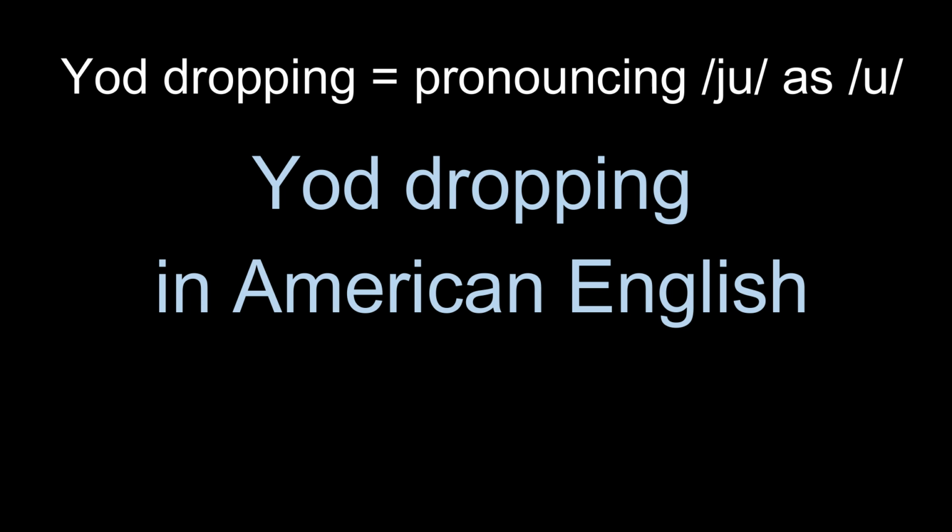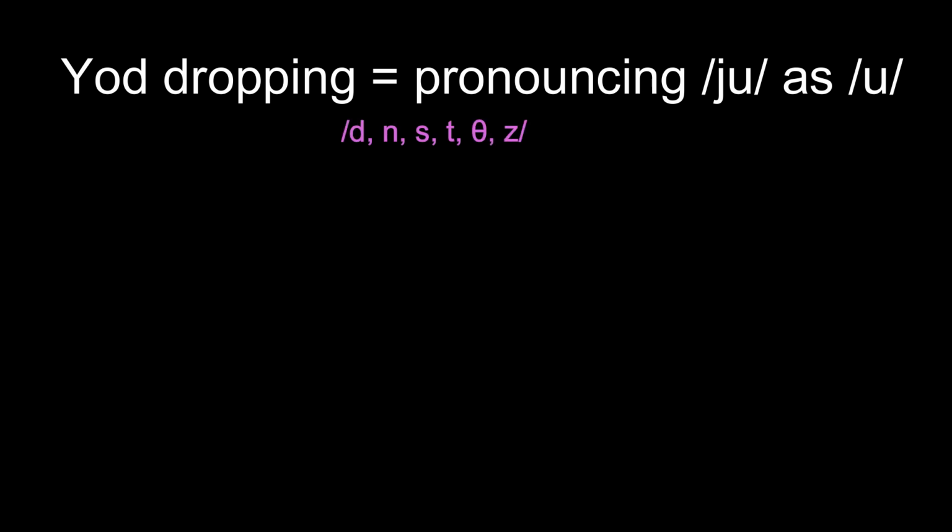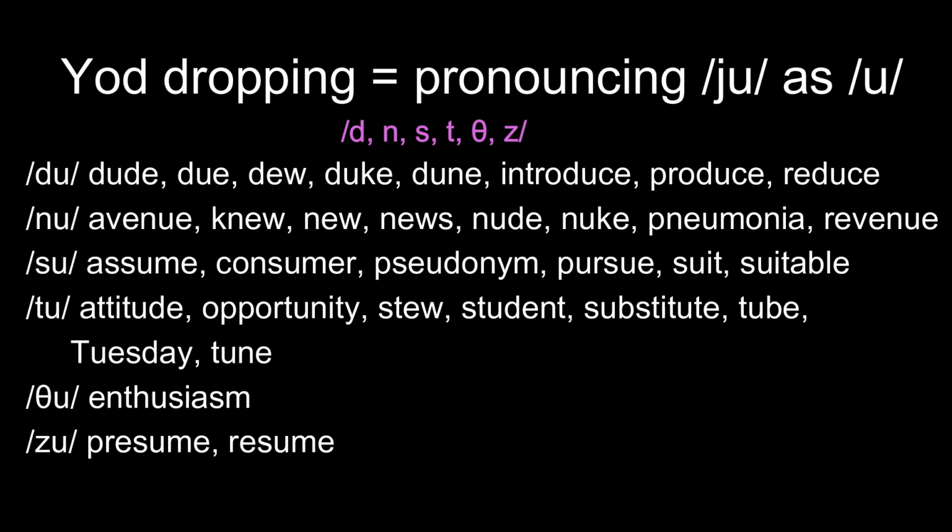In standard American English, yod dropping happens after certain consonants, specifically d, n, s, t, th, z. Do, dude, duke, dune, introduce, produce, reduce. New, avenue, news, nude, nuke, pneumonia, revenue.